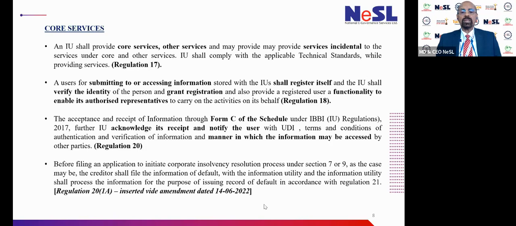Now this regulation 21, that is the last bullet, 21A. This was introduced very recently, and it provides that before filing the application to initiate corporate insolvency resolution process under section 7 or 9, as the case may be, the creditor shall file the information of default with the information utility, and the information utility shall process the information for the purpose of issuing a record of default in accordance with regulation 21. These regulations were notified on 14 June 2022. Effectively, it means that any applicant under section 7 or 9, before he files the application, has to file the information of default with the information utility.